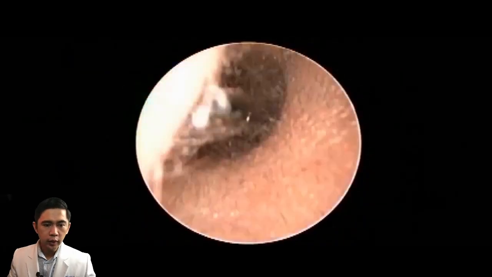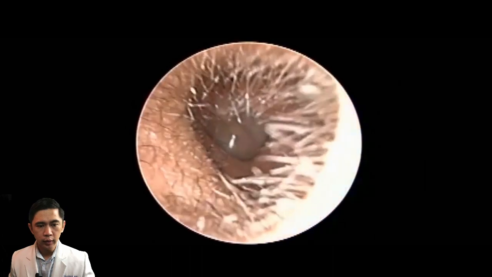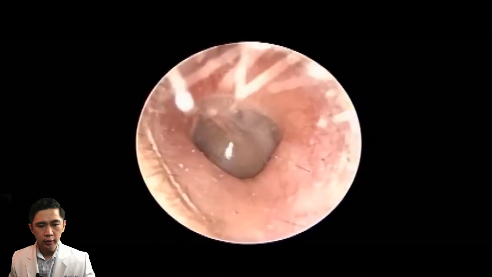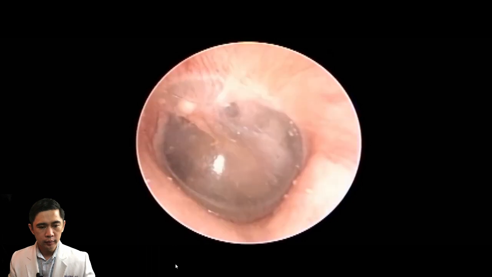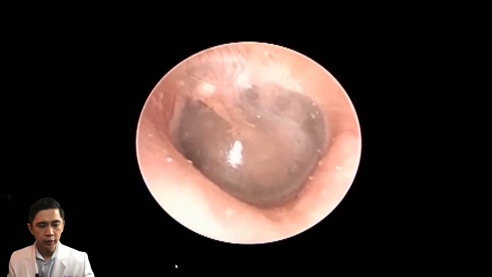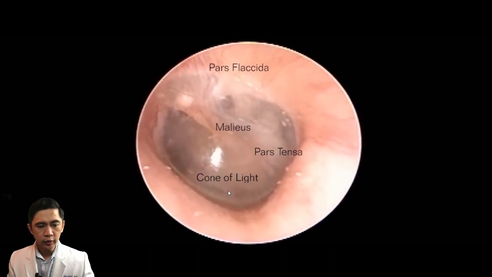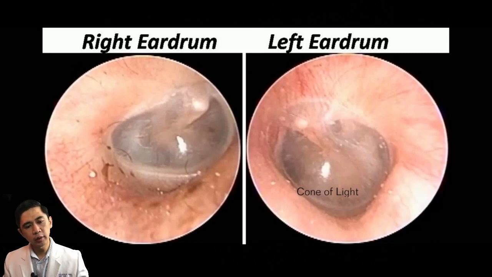If we do an otoscopy, here we are in the ear canal going into the eardrum. Here we can see the eardrum, and these are the other parts of the eardrum. Take note of the cone of light. It is positioned depending on where you're looking at. If it's in the right eardrum, the cone of light is in the 4 o'clock position, and if it is in the left eardrum, it is positioned in the 7 o'clock position.